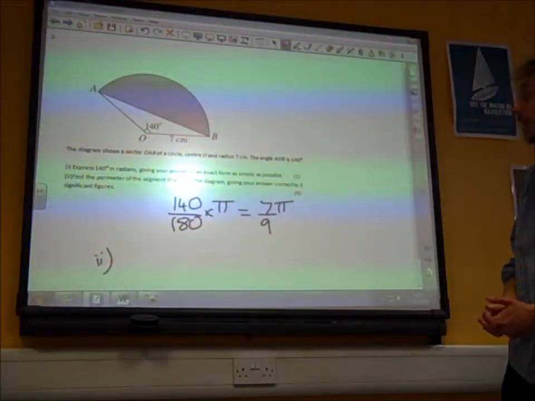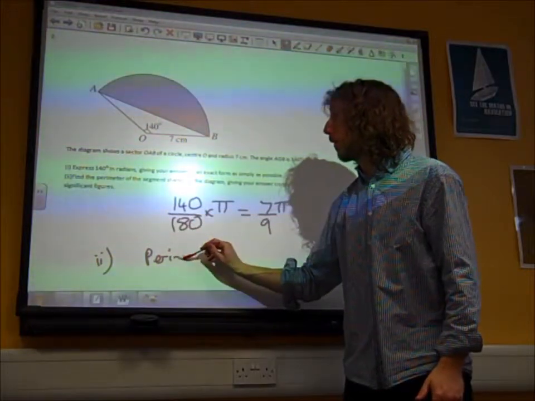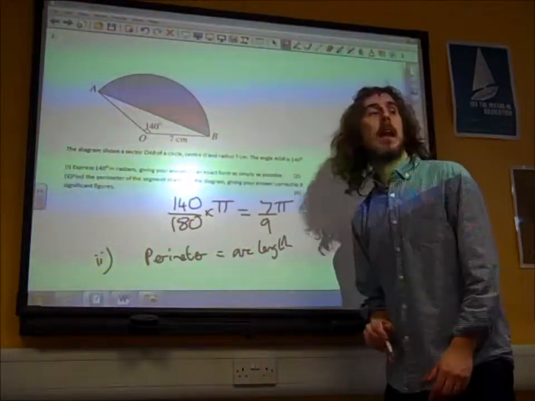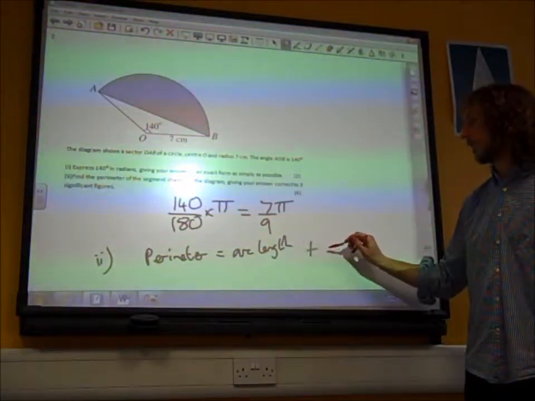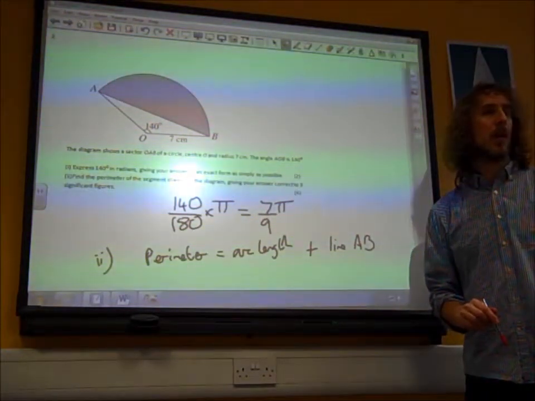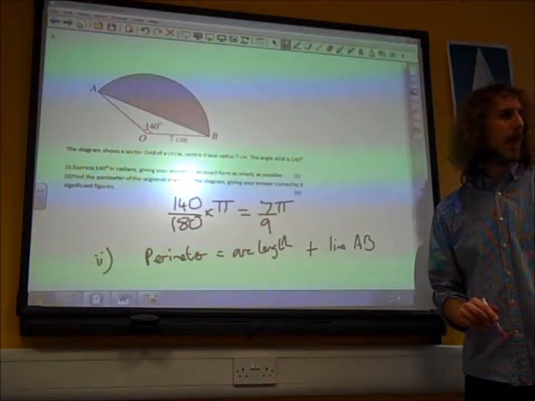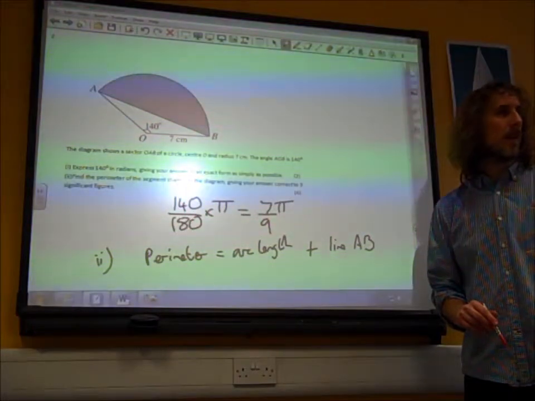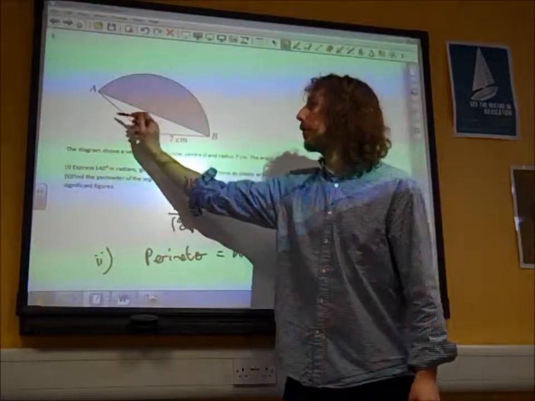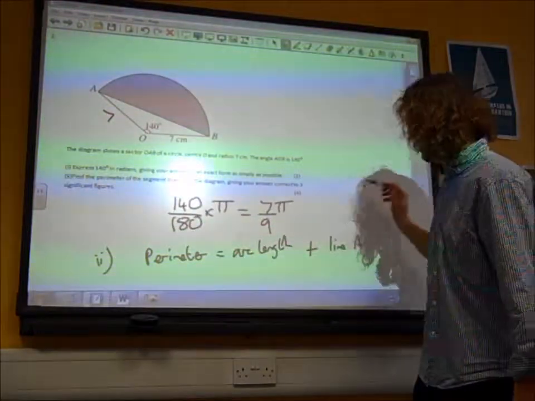But this wants the perimeter, so what do we need? We need the arc length, plus the length of the line AB. That's the perimeter. Now, the arc length I can do. What about the line AB? How are we going to find that? Cosine rule, isn't it? Because we've got an angle and two adjacent sides, and we need the third side. So, let's work these bits out.